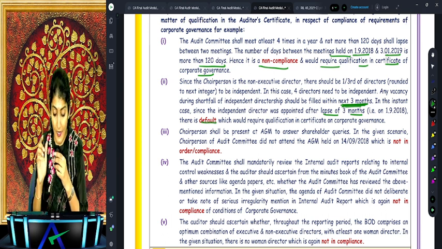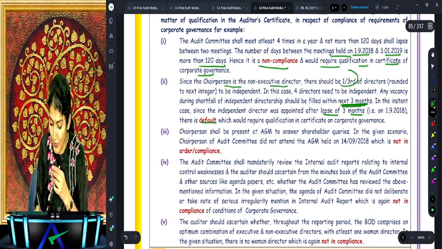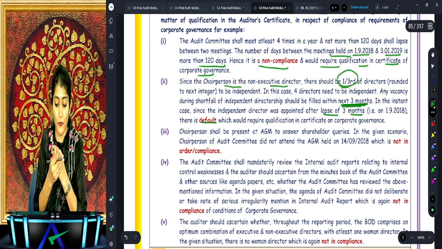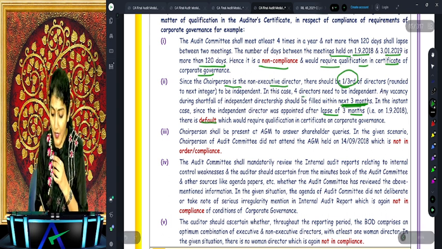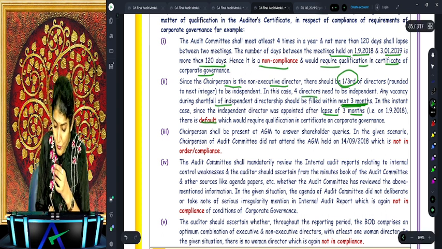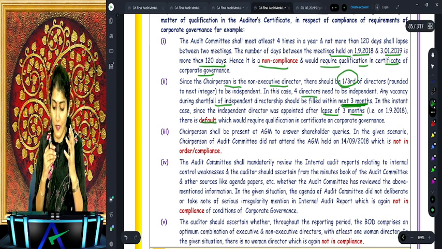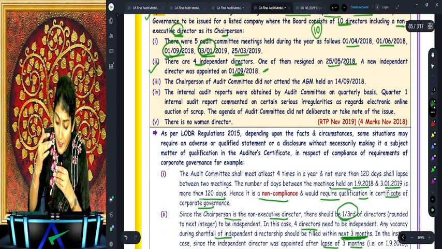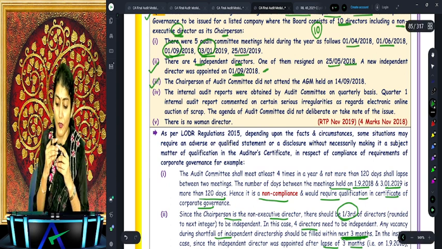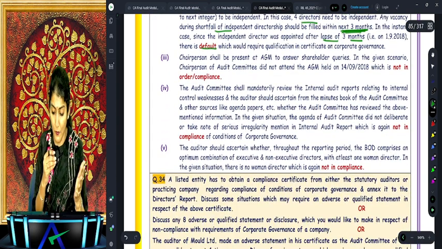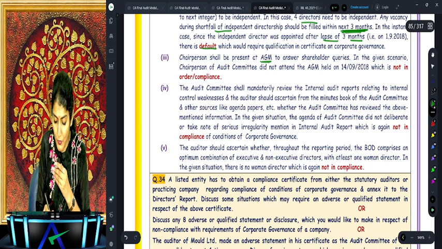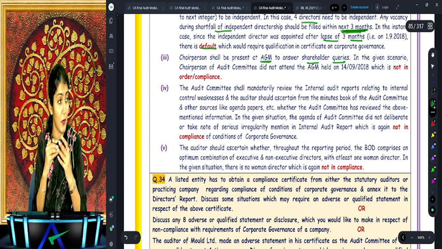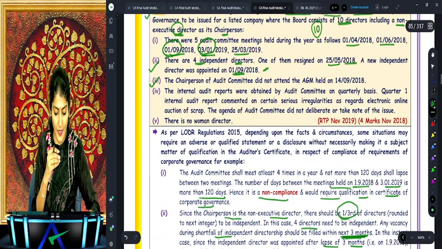Are you understanding? And this company's chairperson is non-executive. Thus, there have to be 1/3 independent directors. 4 are independent. Any vacancy due to shortfall has to be filled within the next 3 months. Are you able to follow this? Okay. The chairperson of the audit committee did not attend the AGM held on 14th of September. Again, non-compliance. Why? Because the chairperson is required to attend the AGM to answer shareholder queries. Are you understanding that, everyone?